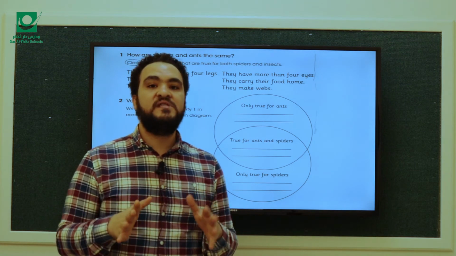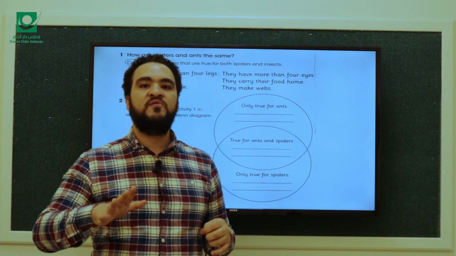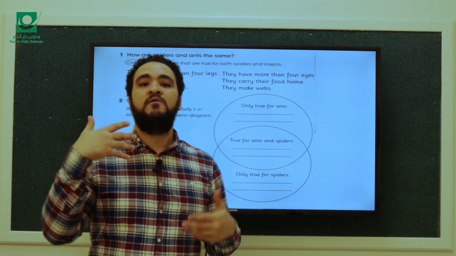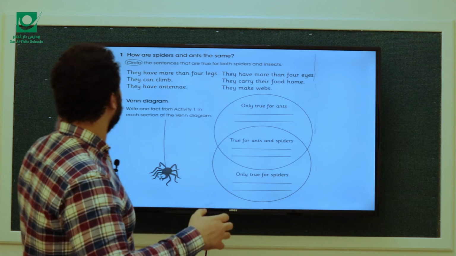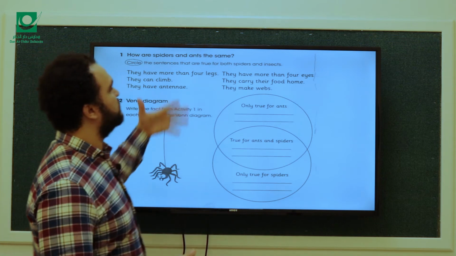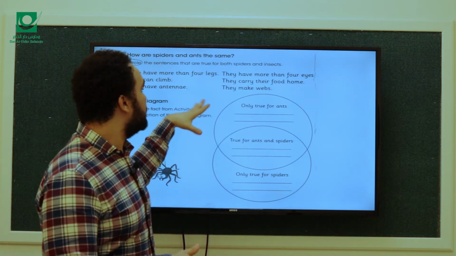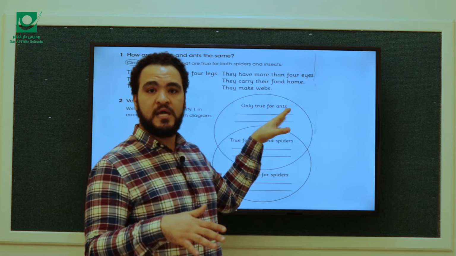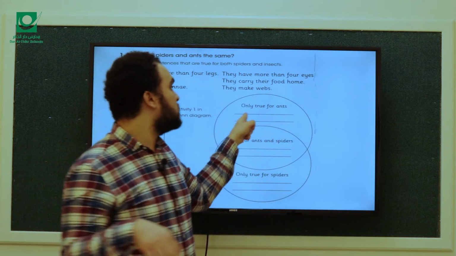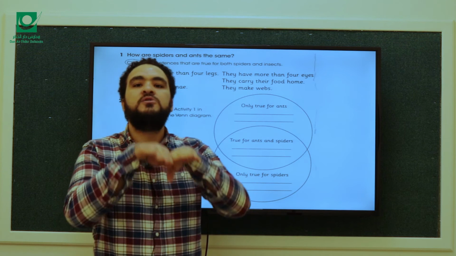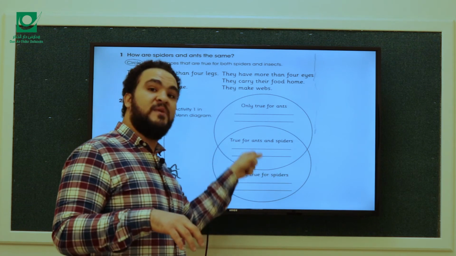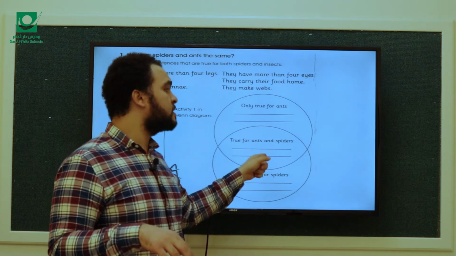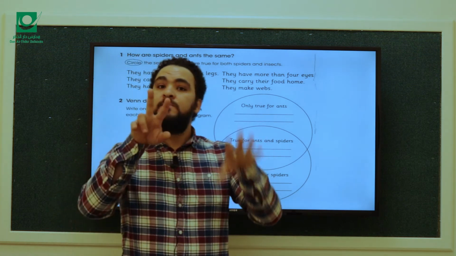Okay guys, so let's see what's true about spiders and what's true about ants in your activity book. And actually, if you want to know the number of the page, go back to the first seconds of this video, you will know. So here we have some facts about spiders or ants. And here we have only true for ants, and here only true for spiders. And here in the middle circle, they have both.